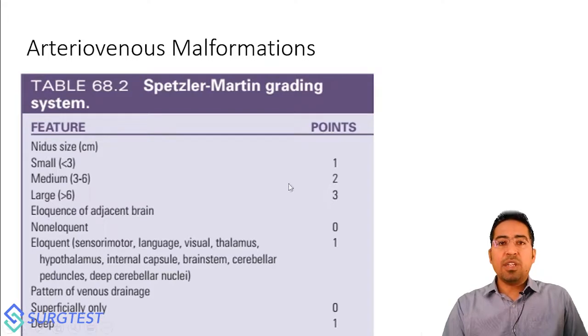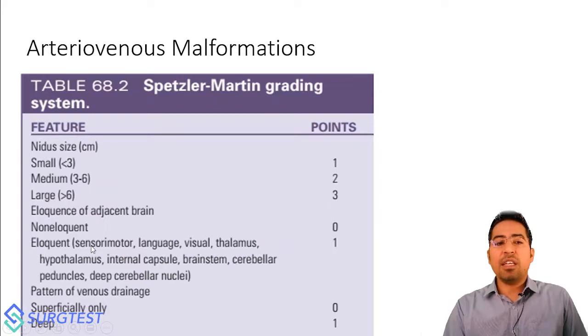And next you will grade based on the draining veins, whether the draining veins are superficial or deep draining veins. Based on that you will give points. If the AVM is small, that is less than 3 centimeter, it will be given 1 point. If the AVM is medium in size, that is 3 to 6 centimeter, you will give it 2 points. And if the AVM is large, that is more than 6 centimeter, you will give it 3 points. If it is located in a non-eloquent area, you will give it 0 point, and if it is located in an eloquent area, you will give it 1 point.